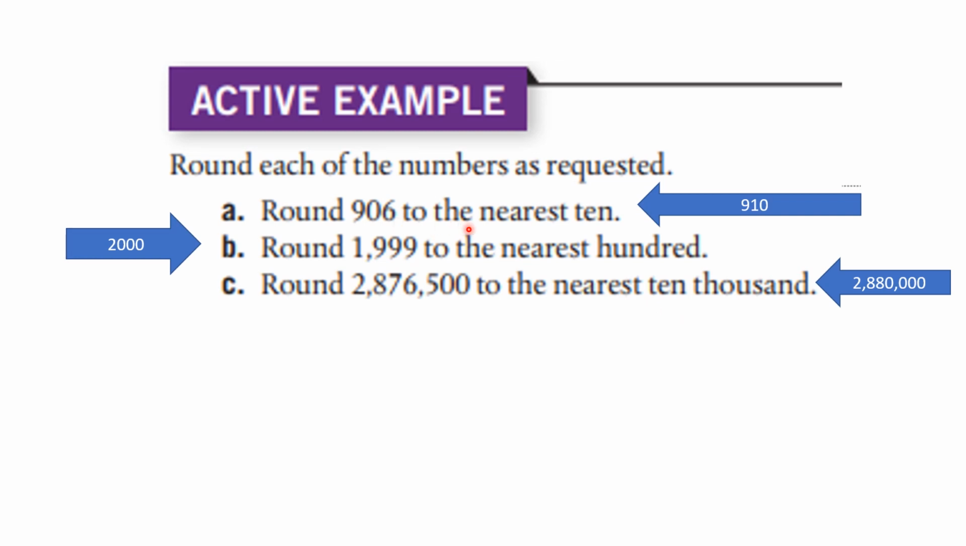If we round this to the nearest 10, we will get 910. If we round this to the nearest 100, the 100s place is here, so we're rounding up, but that makes this round, so the nearest 100 is going to be 2,000. And rounding this to the nearest 10,000, this position right here is 10,000. 6 is more than half, so we round that to 2,280,000.